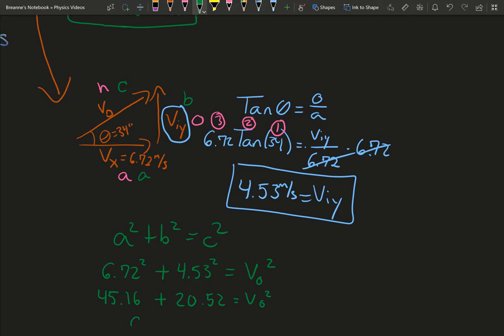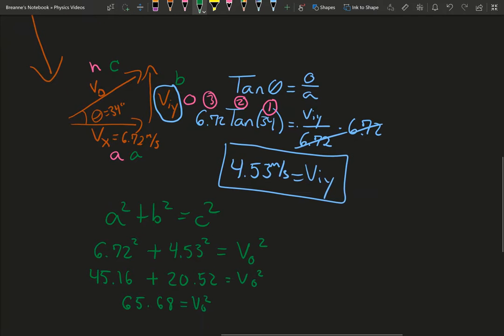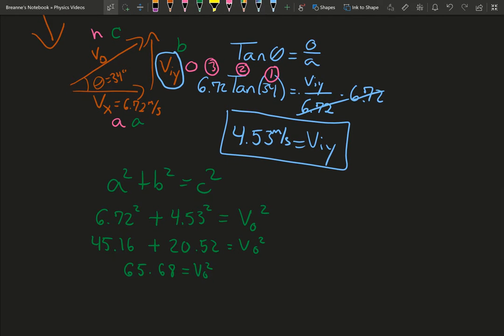There we go. And you get 65.68 if you round. Now, don't finish here. A lot of people finish here. We want just our V naught. We don't want V naught squared. So to get rid of that squared, we have to square root. And what we do to one side, we got to do to the other. So we're going to square root our answer, and you get 8.10 meters per second.